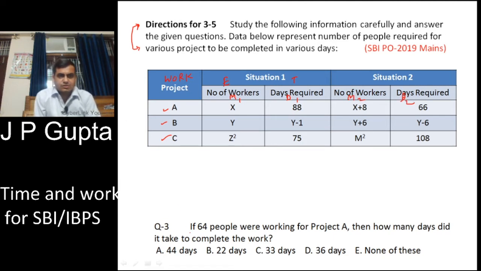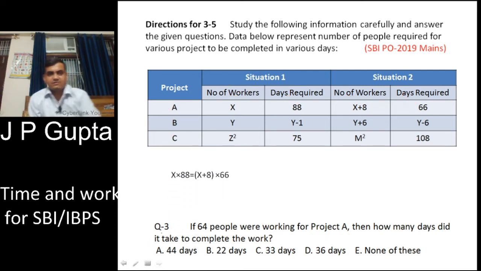Now look at the first question. If 64 people were required for project A, then how many days will it take to complete the work? Here we are talking about project A, so we need to focus on project A only; other projects are not required for this question. Now just look at this information from the first set: M1 D1 equal to M2 D2.